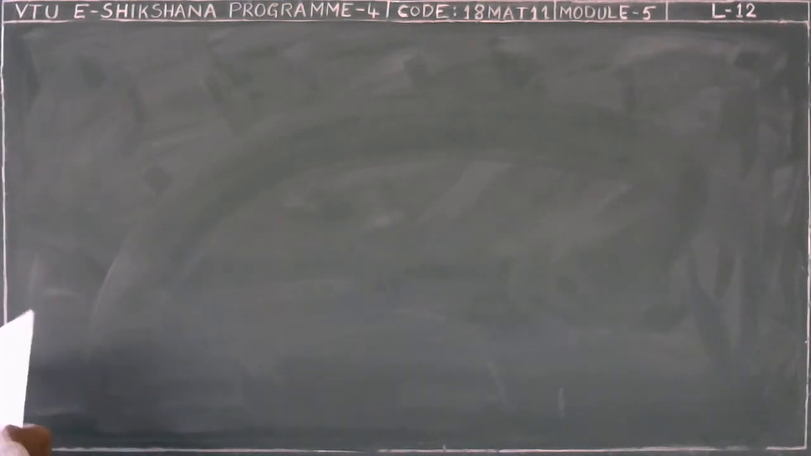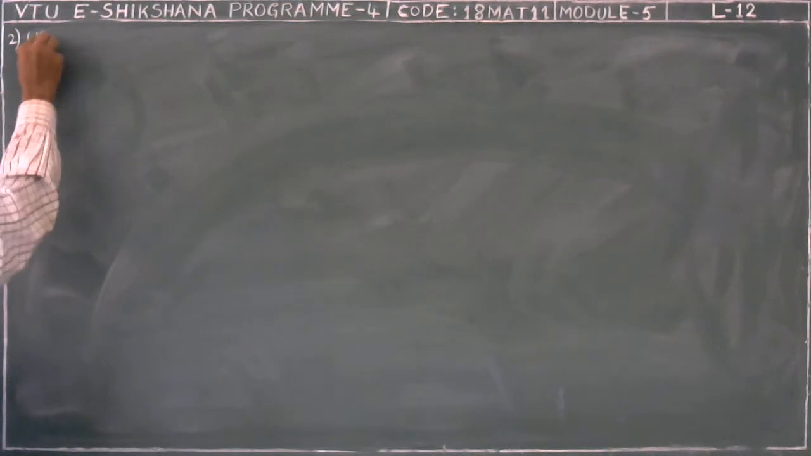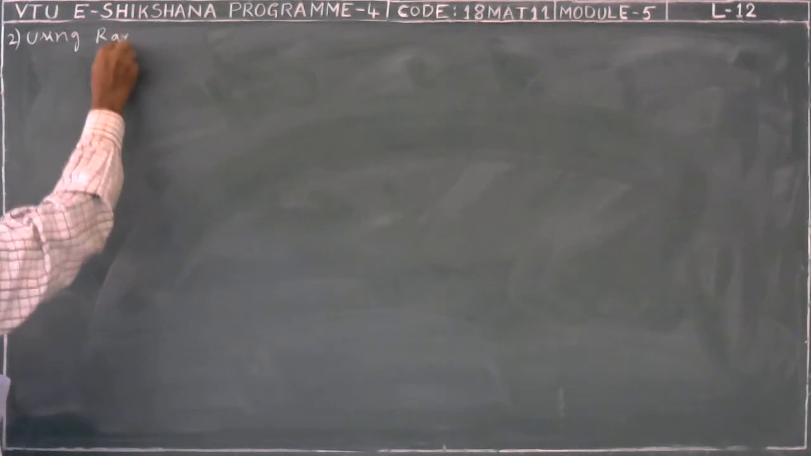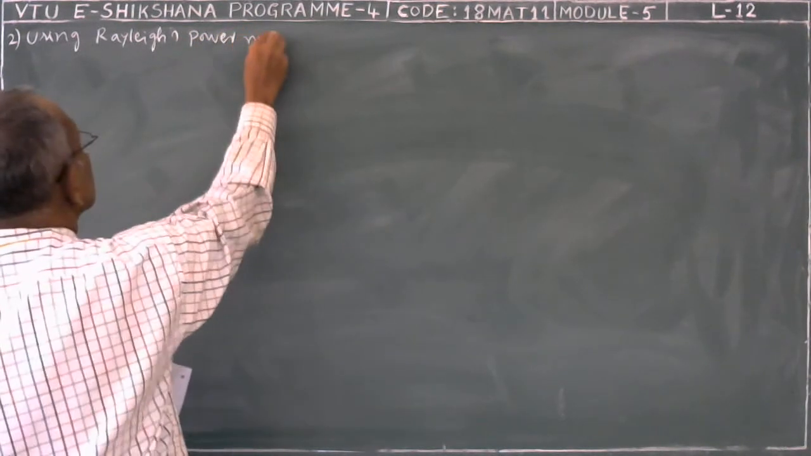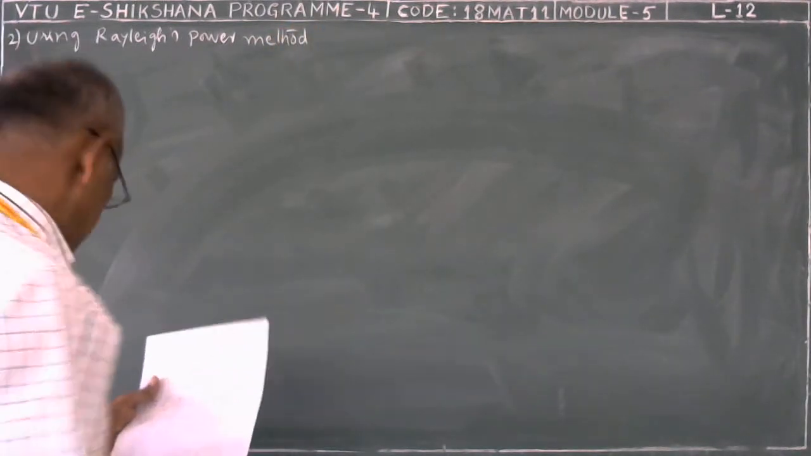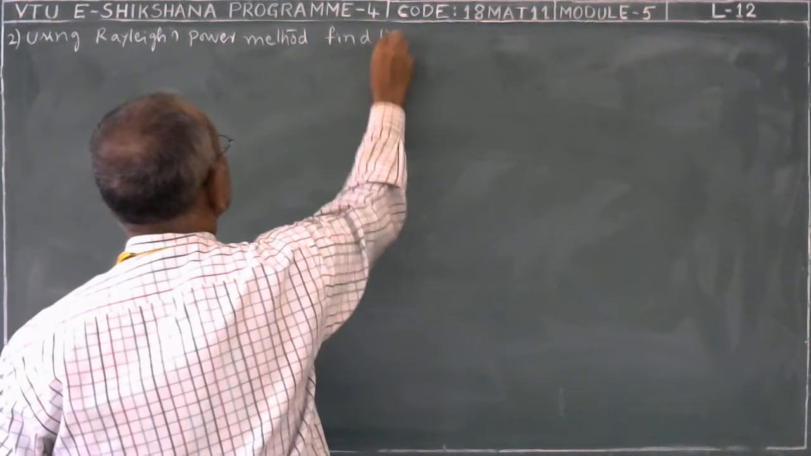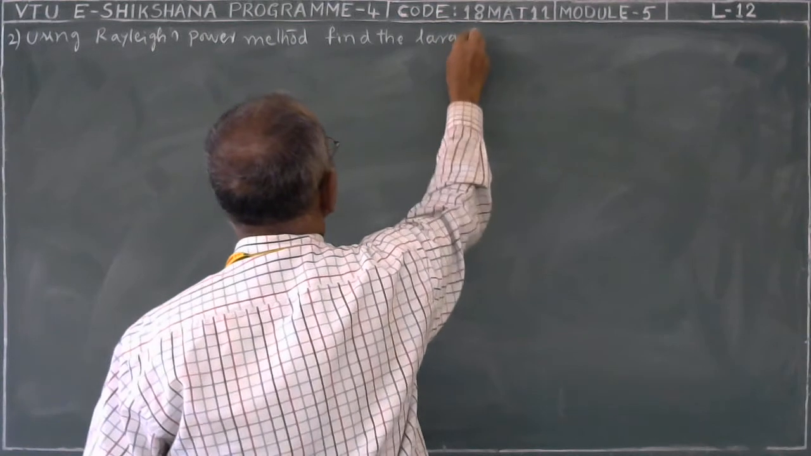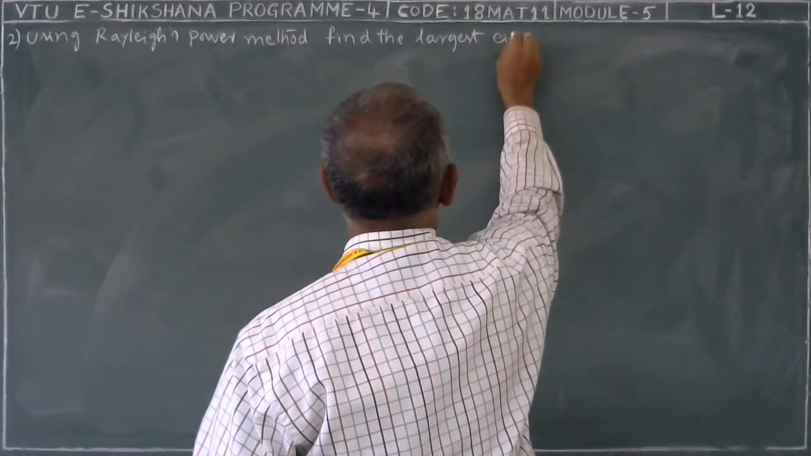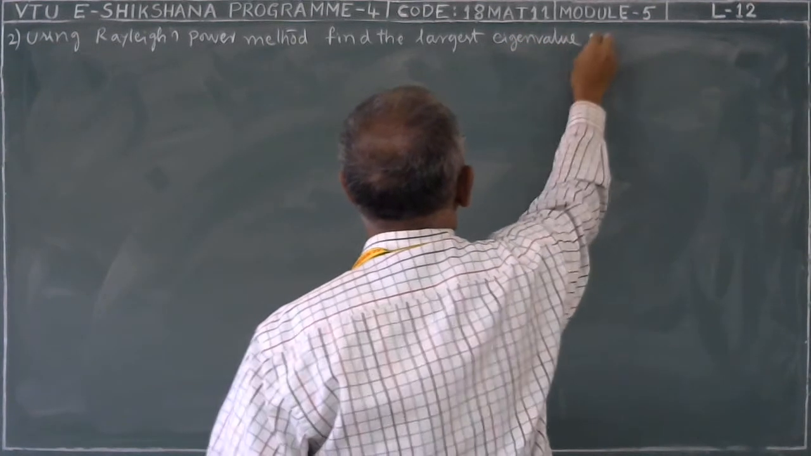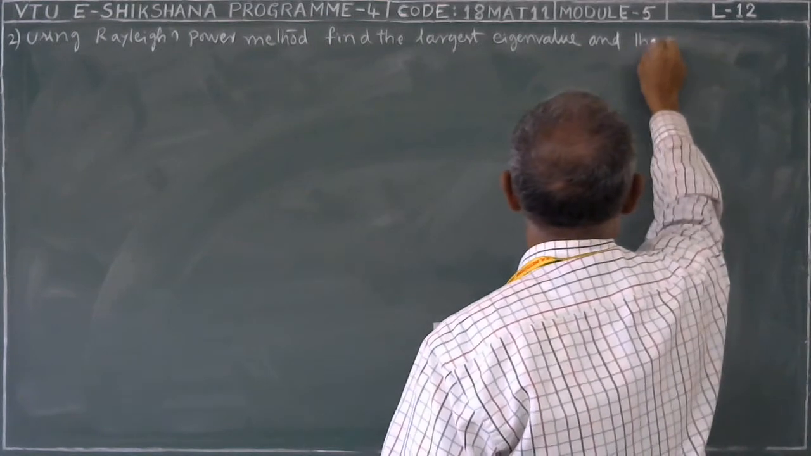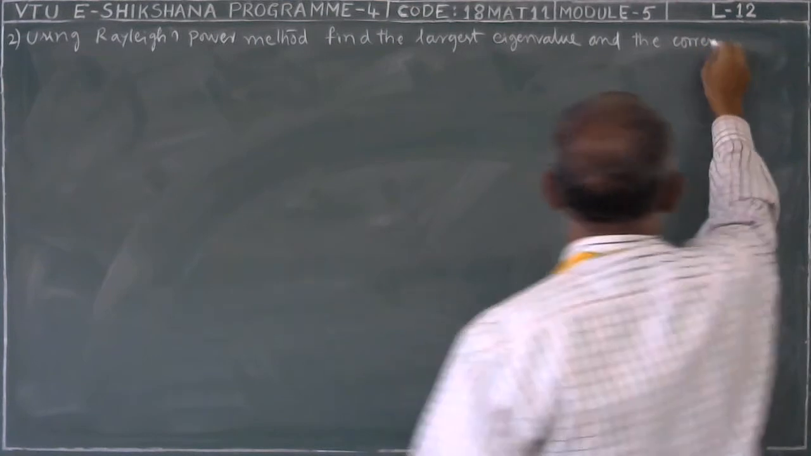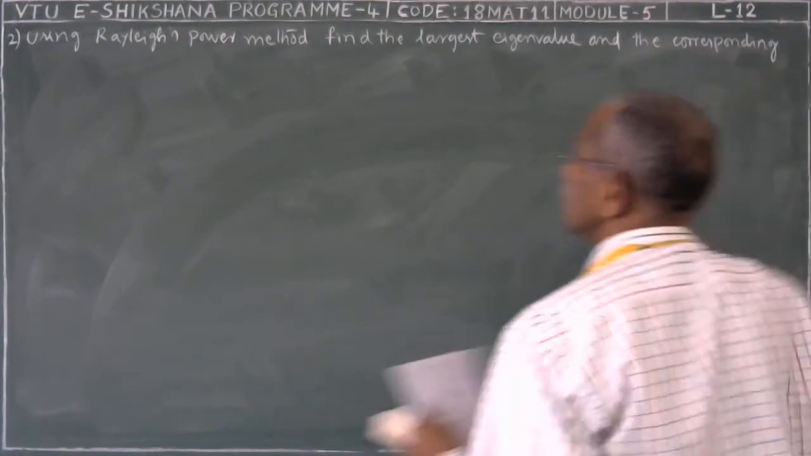Second example: using Rayleigh's power method, find the largest eigenvalue and the corresponding eigenvector.